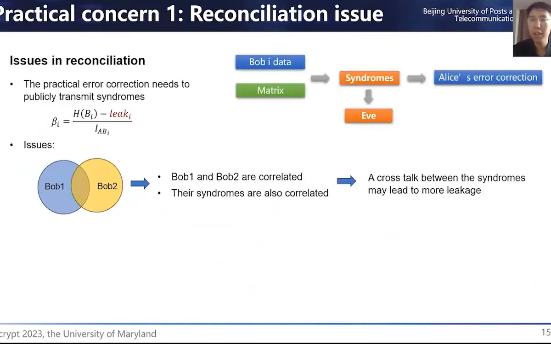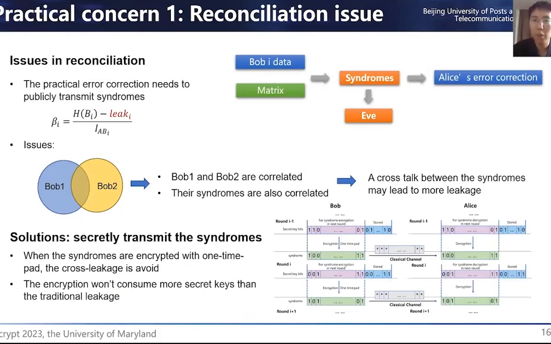Now let's analyze a practical issue on the imperfect error correction. Normally, we publicly transmit the syndromes produced by bulb for error correction in a reverse reconciliation case, and the leakage of the secret information is considered as its length. However, since the raw data of bulbs are correlated, the syndromes prepared by bulbs are correlated too. Therefore, the syndrome produced by bulb 2 may also leak secret information of bulb 1, which leads to a cross-information leakage and weakens the performance.